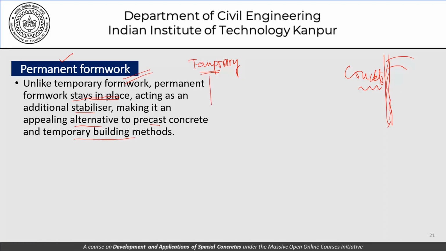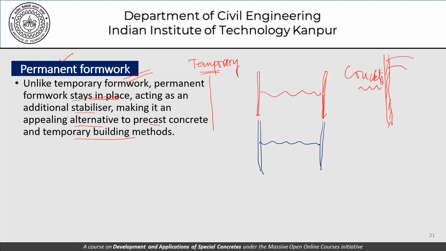Effectively, what is being said here is the following. If this is my complete thickness of the concrete member, my traditional casting systems would say that, well, we put formwork here and we cast the concrete here. As far as permanent formwork discussion is concerned, what is being said is that we create formworks here which are permanent and will remain a part of this concrete here.